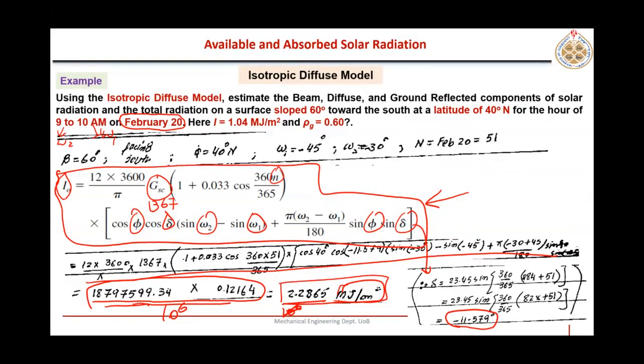And you can see that I naught is greater than I. This is I naught, the solar radiation during that hour, 9 to 10, outside the atmosphere for the same location. That's what we used here, omega 2 and omega 1. And this must be greater than this one, which is on the ground, right?